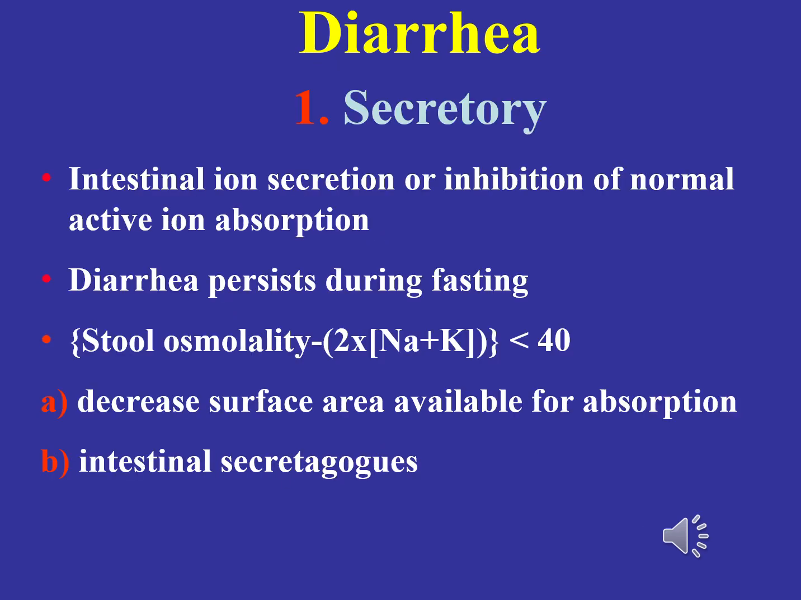In the secretory type of diarrhea, there is either active intestinal ion secretion or inhibition of normal ion absorption. Typically, this diarrhea persists during fasting and stool osmolality is normal, which means calculated stool osmolality minus 2 times sodium plus potassium is less than 40, and I will explain this.